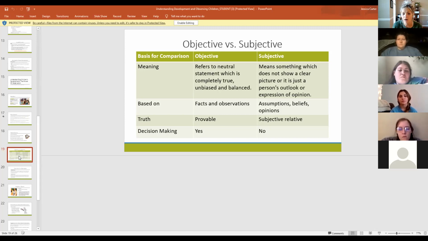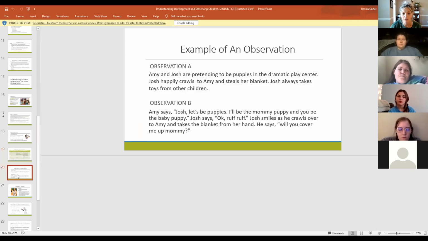And so when we think about whether we are able to make decisions or do our planning for young children based on our subjective ideas, not so much. We want it to be very objective and based on that child's experience.